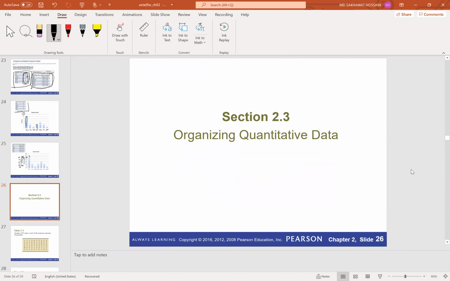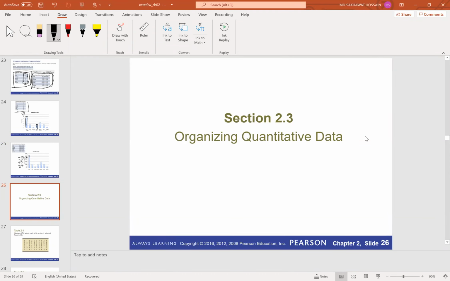So the next section is organizing quantitative data. Till now we discussed how to organize qualitative data. Now we'll learn how to organize quantitative data. Similar to qualitative data, we can use different types of representation. We can use a histogram, or we can also use tabular representation. So we can use both tabular and graphical representation.